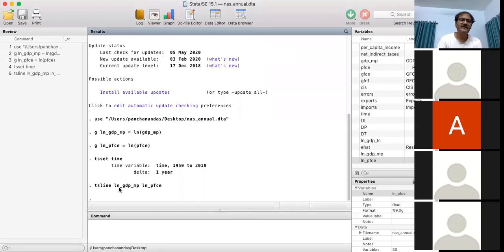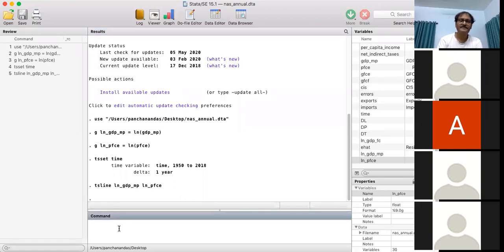Okay, so you can plot it. Put the command tsline log GDP market price and log private final consumption expenditure. Okay.